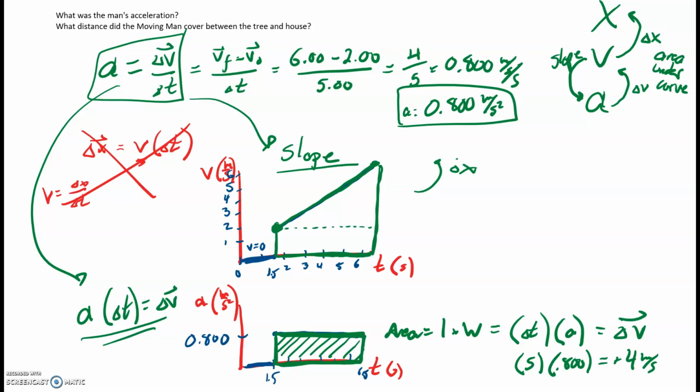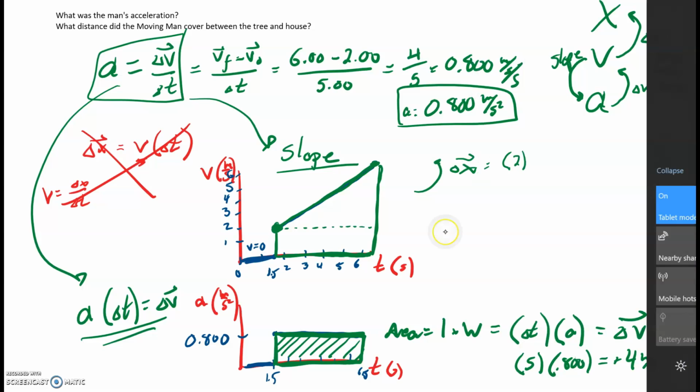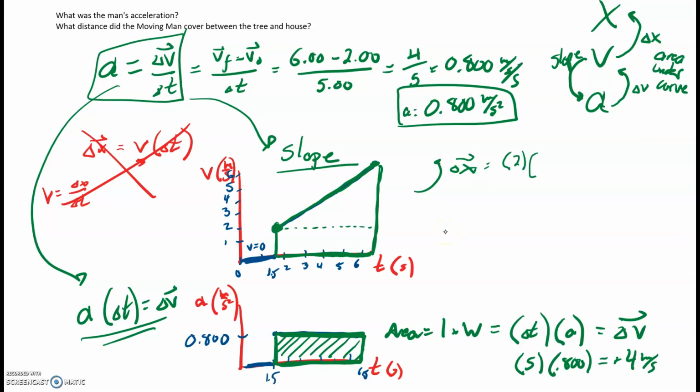I'll replace it with variables at the very end. It's going to be 2 meters per second as the height of that rectangle, times the length of that rectangle, which is our 5 seconds. Okay, so that's 2 times 5.